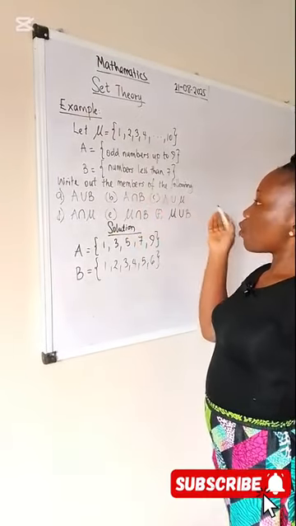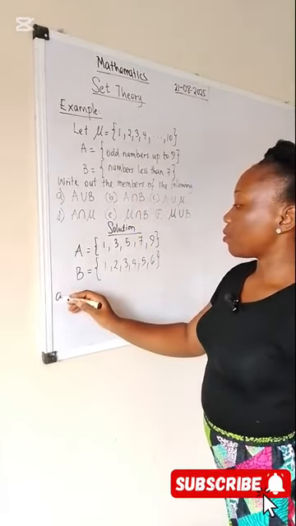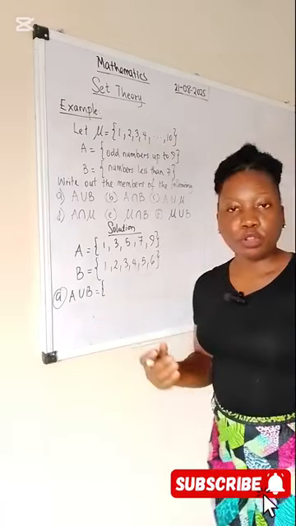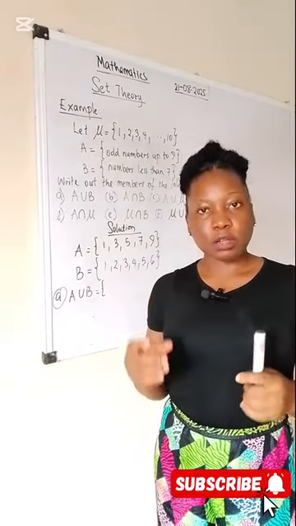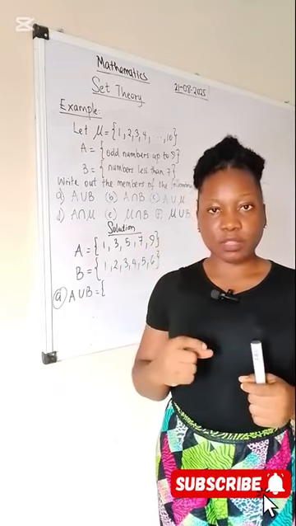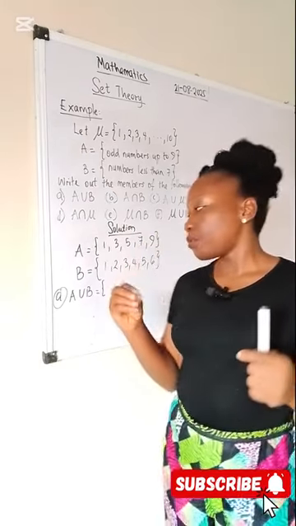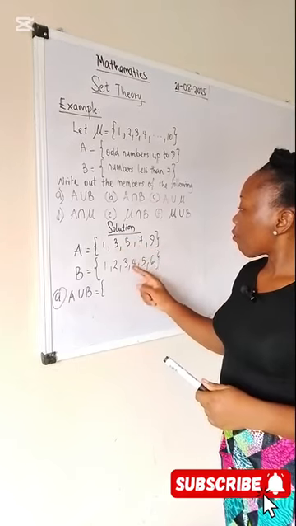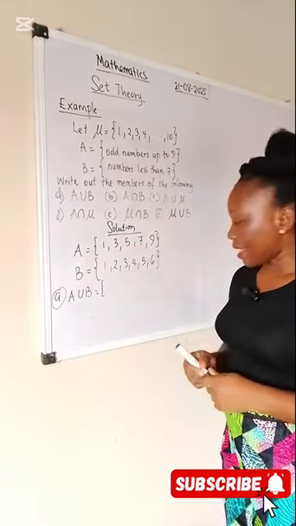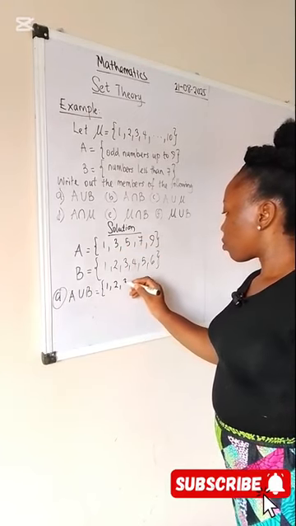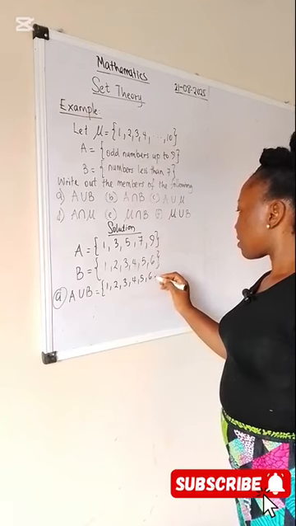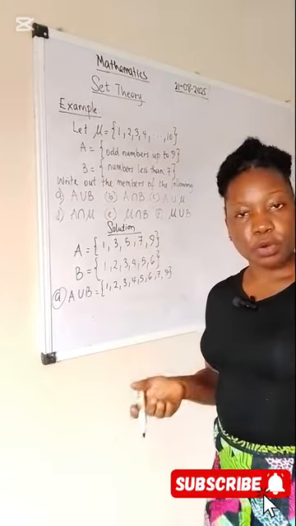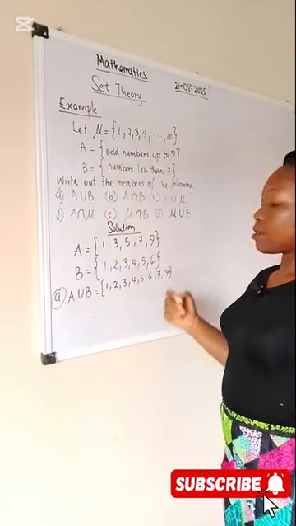Write out the members of the following set: A union B. A union B, like we discussed before, the union of two sets is the sum total of all the elements in the two sets without repetition. So the union of sets A and B will be 1, 2, 3, 4, 5, 6, 7, and 9. Remember, we don't repeat the recurring numbers. That is the answer to A.